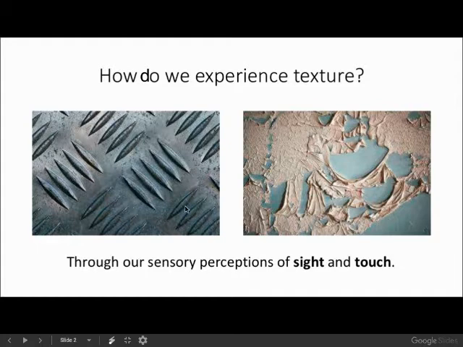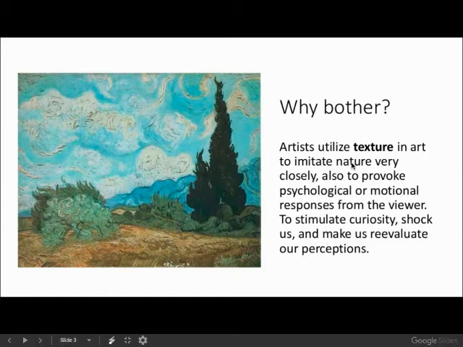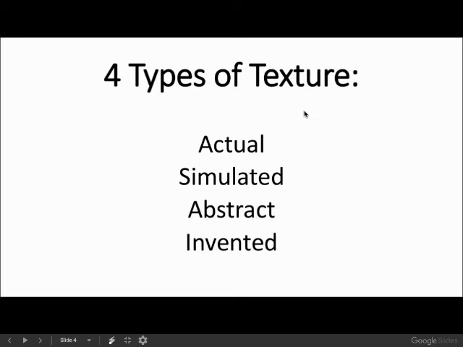Sight and touch. So why bother? Why add texture? Because artists and you can utilize texture in art to imitate nature very closely. It can also provoke psychological or motivational responses to stimulate curiosity, shock us, make us reevaluate our perception, right? And just like the brush strokes that are really thick in Van Gogh's pieces here. There are four different types of texture: actual, simulated, abstract, and invented.